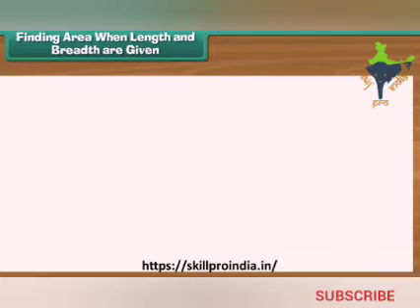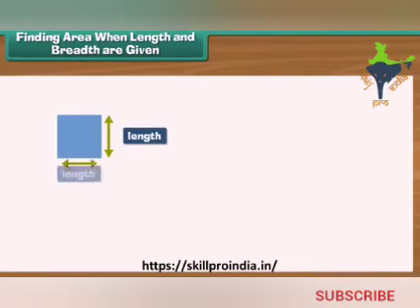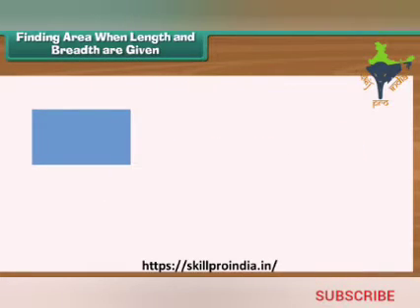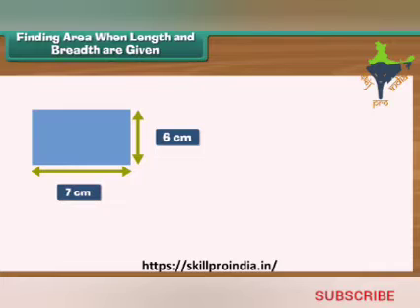Finding area when length and breadth are given. The area of a square is length into length. Square is a special rectangle whose length and breadth are equal. Now consider a rectangle which is not a square. The length of the rectangle is 6 centimeters and breadth is 7 centimeters. Let us find its area.